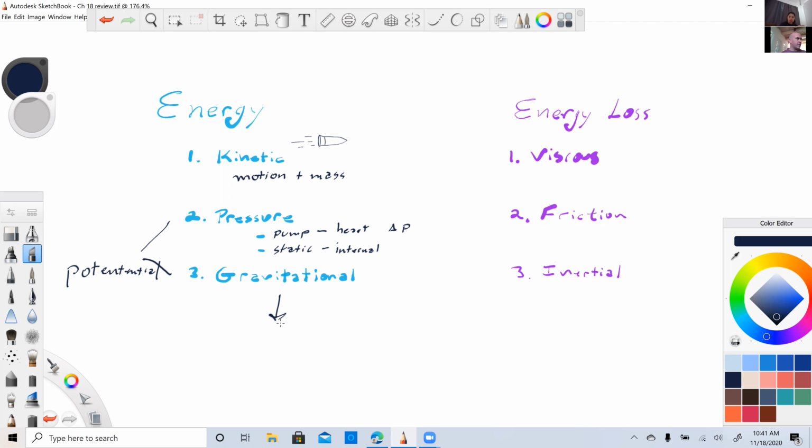Stored. Okay. So then on the other side of the equation, basically, and this is flow, right? This is actually flow. Is energy plus energy loss, really.